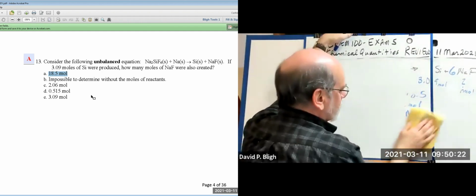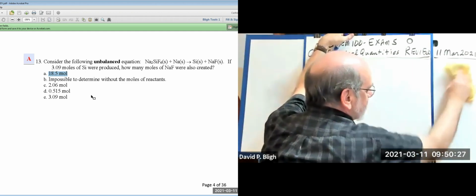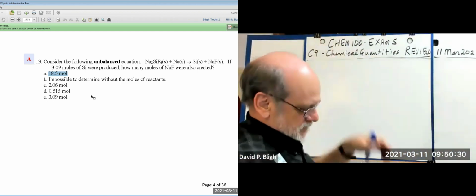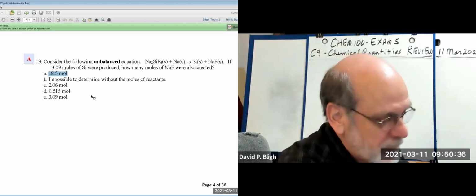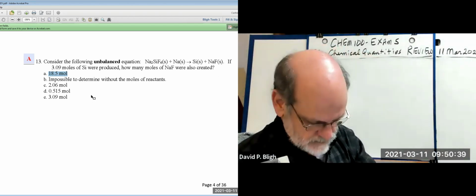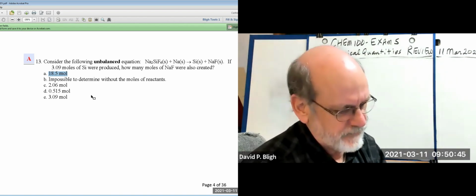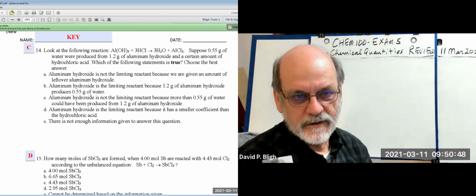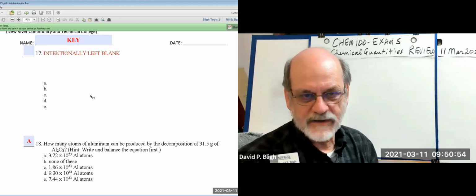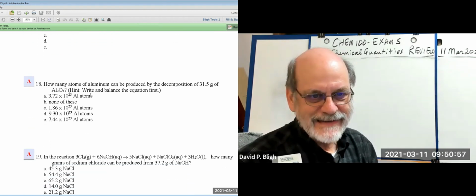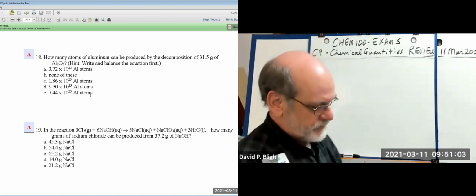There's a little bit of ghosting here. We can tolerate it for a short time anyway. All right, that was 13. And let's skip down to 18. I got another blank one coming up here. 16, 17. There was another one that had material in it that we hadn't covered yet. 18. Okay. How many atoms of aluminum?